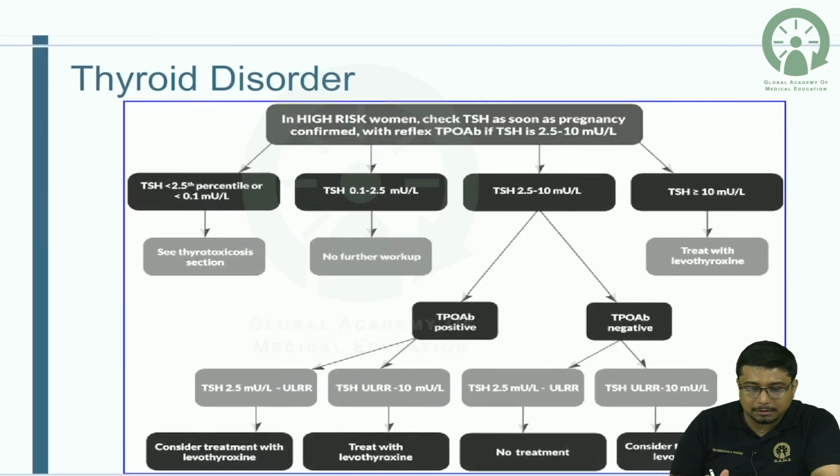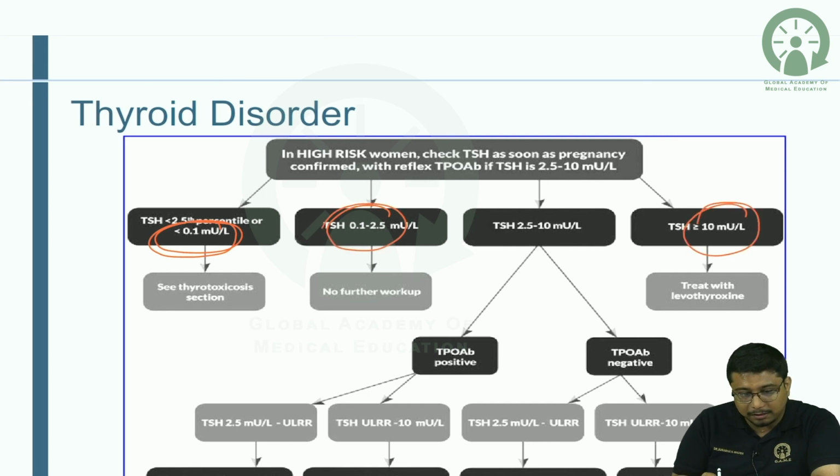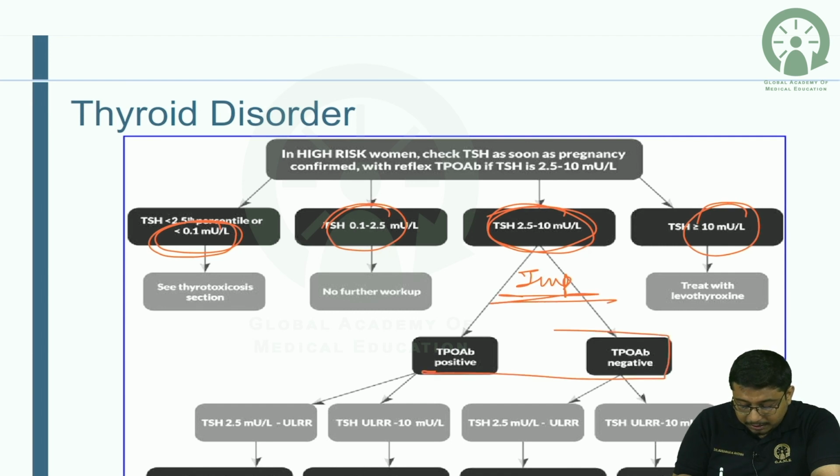So thyroid disorder, only 2 or 3 lines are needed. If TSH is less than 0.1, it is hyperthyroid. If it is between 0.1 to 2.5, it is normal. If it is more than 10, you have to give treatment. If it is between 2.5 to 10 mIU/L, this is important, you have to do anti-TPO antibody testing. Now, if anti-TPO is positive, you should definitely treat.